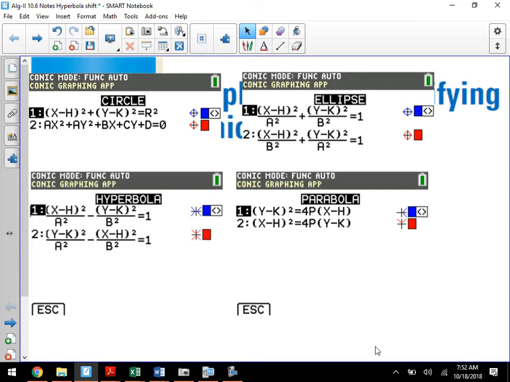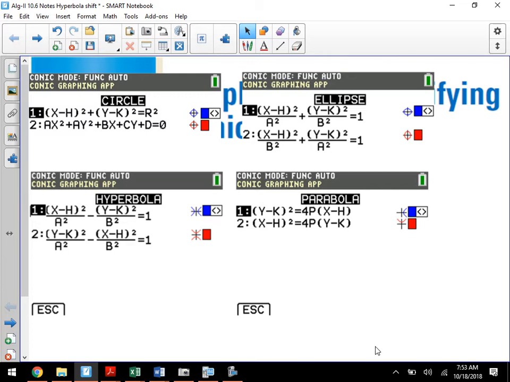Your A value is always going to be the distance from the center to the vertex. Your B value is always going to be the distance from the center to the co-vertex. Your C value will always be the distance from the center to the focus. And then lastly, the parabola, that 4p. That p value is still the distance from the center to the focus.